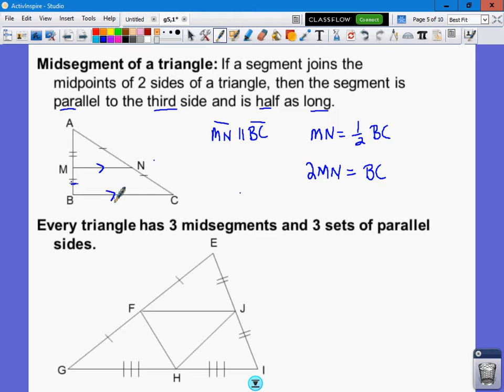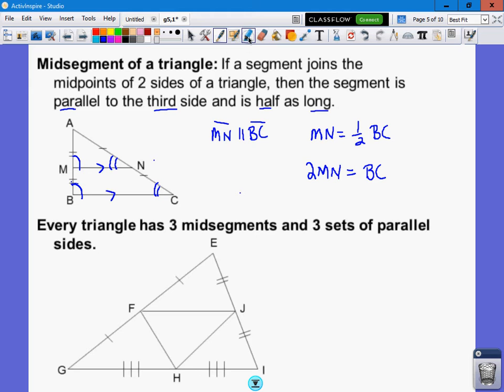Because these two sides are parallel, you should be able to tell me something about angle B compared to angle AMN. Why are they congruent? Because they're corresponding angles. And corresponding angles with parallel lines and a transversal are congruent. What can you tell me about angle ANM and angle C? They're congruent because they're also corresponding angles. Question?